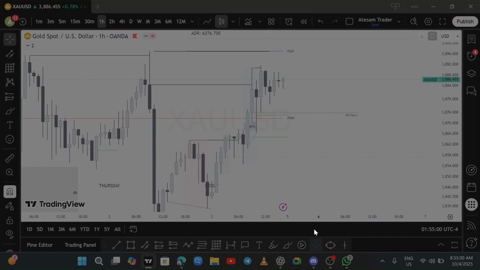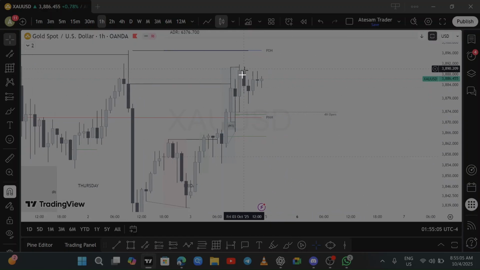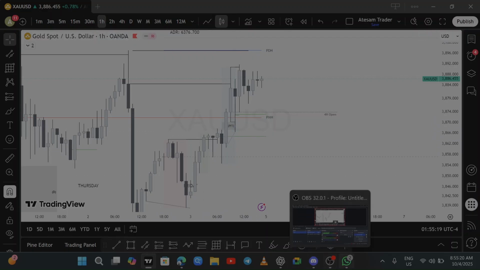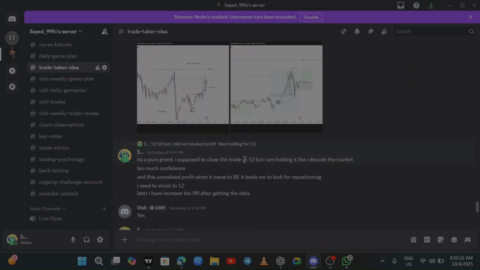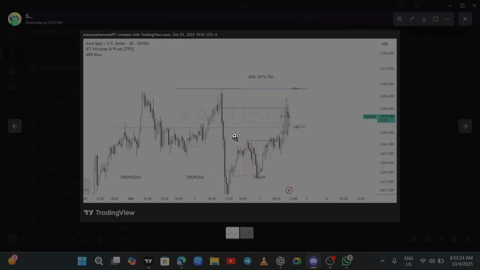So why did I take the second trade? I took the second trade because, if we are expecting expansion, we need the swing point. See this 10 a.m. candle. It came down, retested this H1 fair value gap, and formed the SMT. Let me share the trade here.